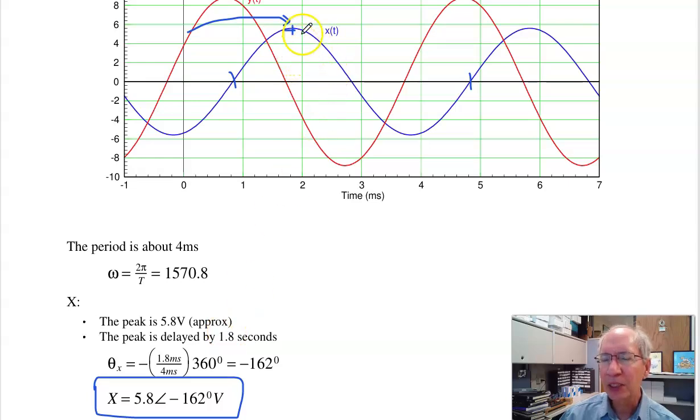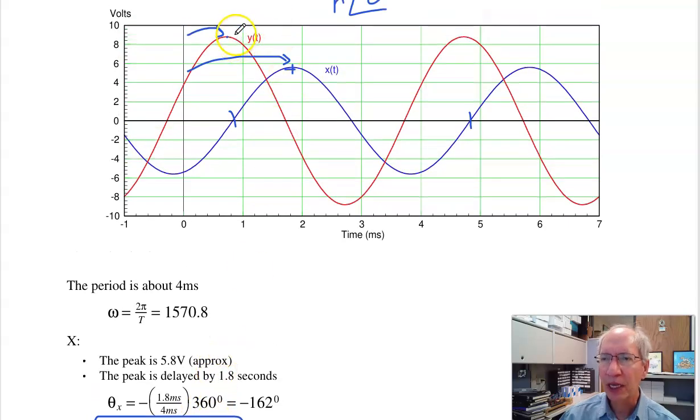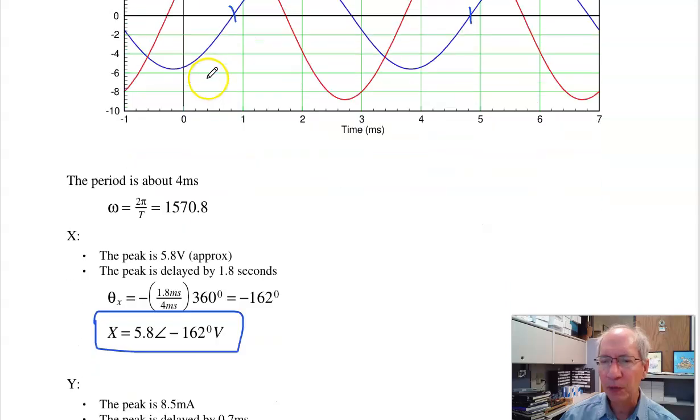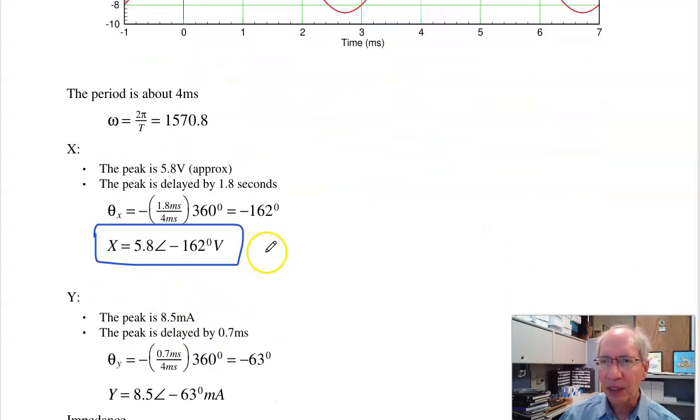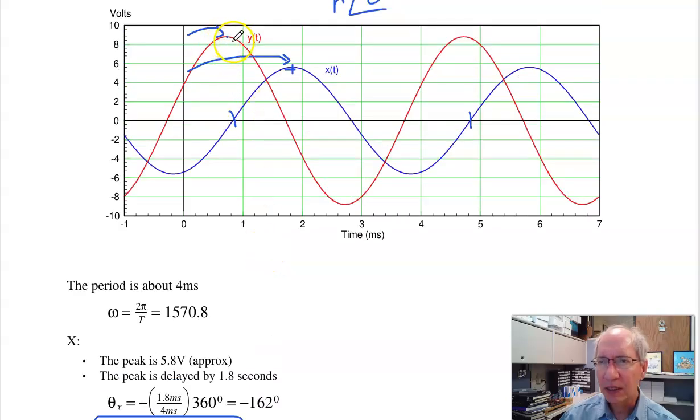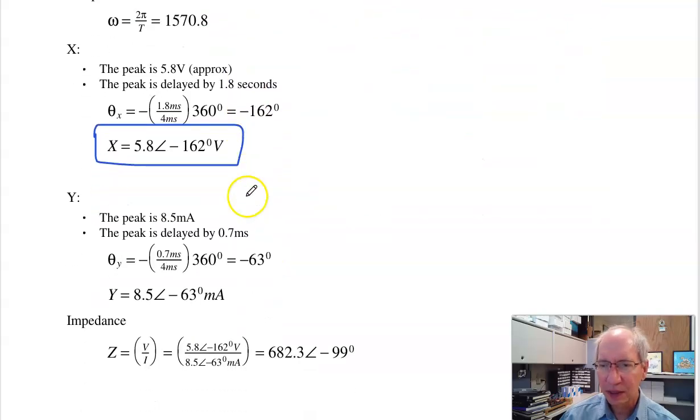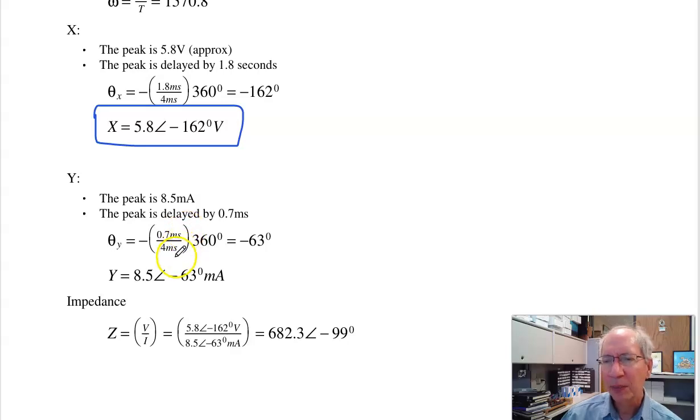And you can kind of see it by inspection. The peak is the amplitude. The delay is the angle. Likewise for y. The peak is about 8.4, 8.5. The delay is about 0.7 milliseconds. Period is 4 milliseconds. Delay is 63 degrees. So this is y.